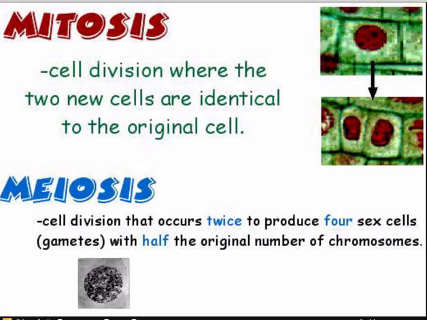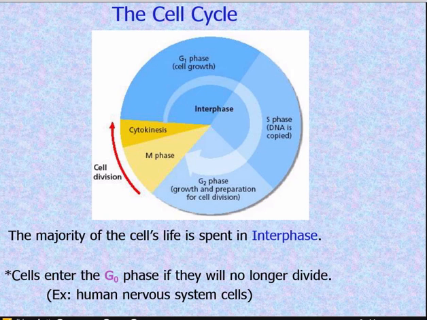Meiosis, on the other hand, is cell division we're going to learn about later, where the cell divides twice and it ends up with cells that have half the DNA, and those are your gametes. The only time that happens is when your body is making sperm or egg, or if a plant is making pollen, for example.